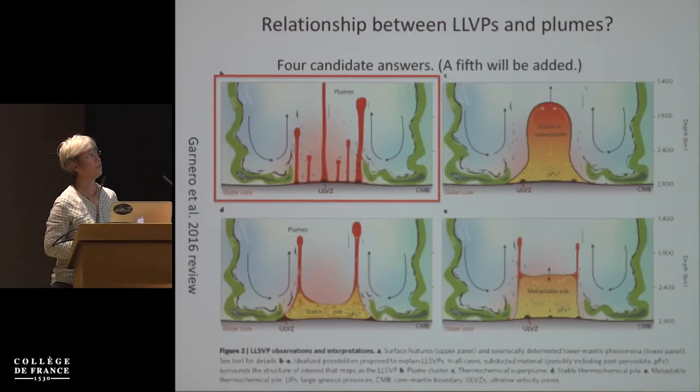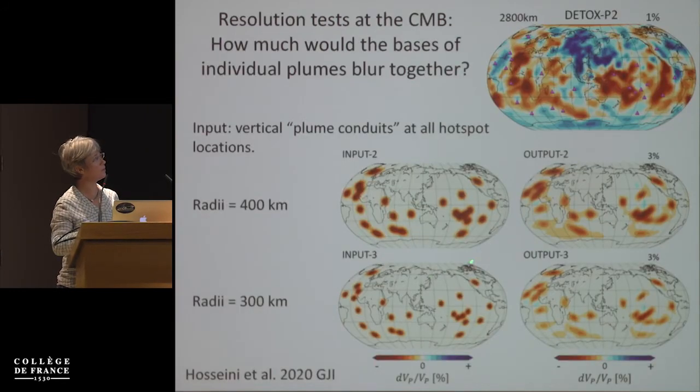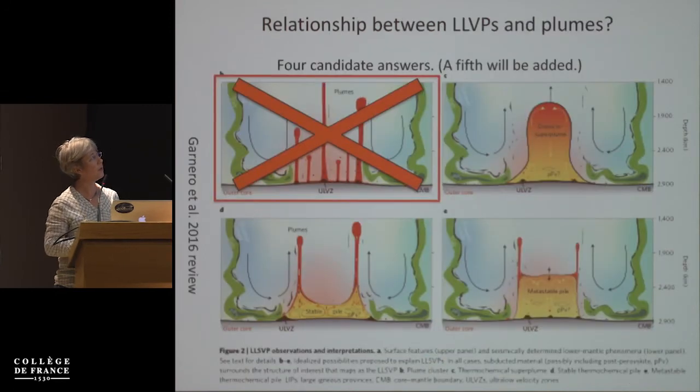Okay, the relationship between these LLVPs and plumes. One hypothesis is this: we have thin plumes, but they just smear together in a tomographic image, and so we tested that. We put in synthetic plumes in all the hotspot locations and did a resolution test, inverted, and this is what comes out. Thinner plumes, this is what comes out, so you can judge whether these results look like the real mantle. It doesn't really look like it. There's more hot material down there, so they shouldn't smear together that much. So I think that one we can rule out.